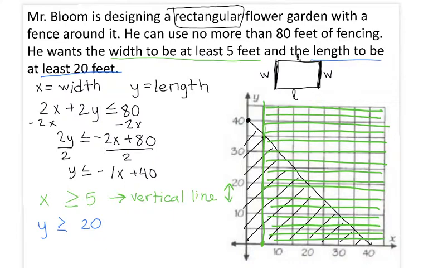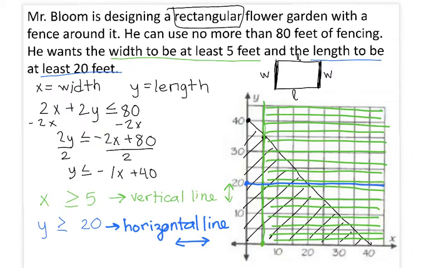Lastly, we need to graph the last inequality, y greater than or equal to 20. So for this one, it's going to be a horizontal line, going left and right. So at 20 on our graph here, we're going to have a point and the line is going to go left and right. So graph a point at 20, and then you're going to have the line going left and right.